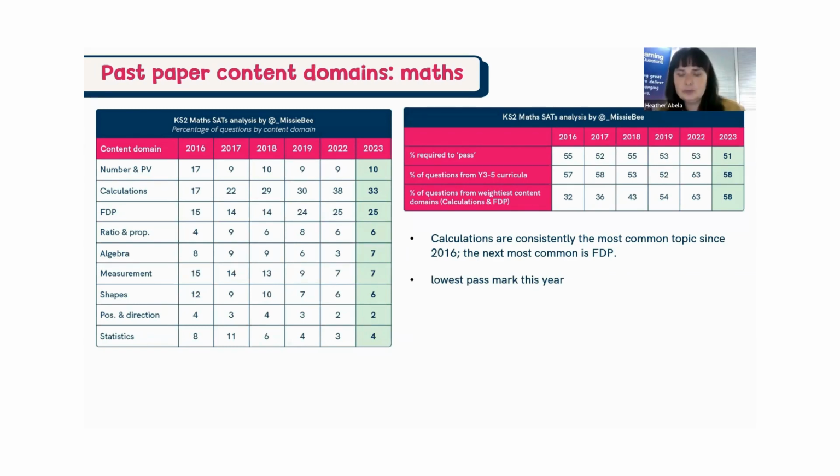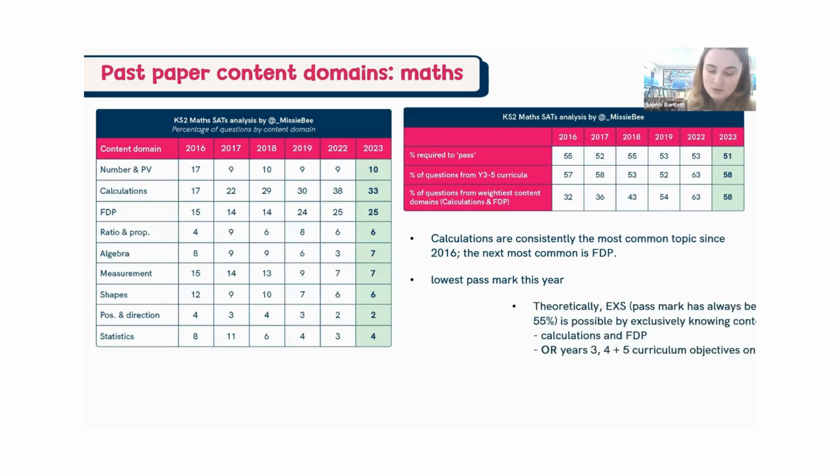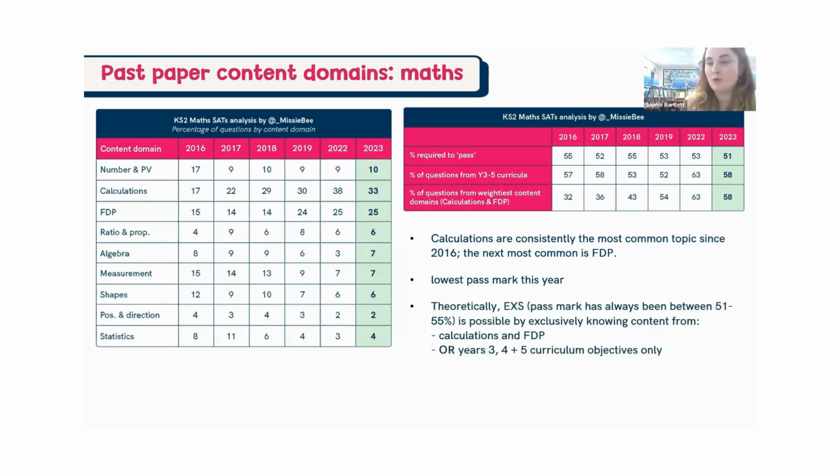Wow. So it had the lowest pass mark this year at 51%. So quite interestingly, theoretically, to pass the maths SATs paper is possible by exclusively knowing content from calculations and FDP. Obviously, you'd have to get most of the questions correct, but it just goes to show how much of the paper is actually dedicated towards those 2 content domains.